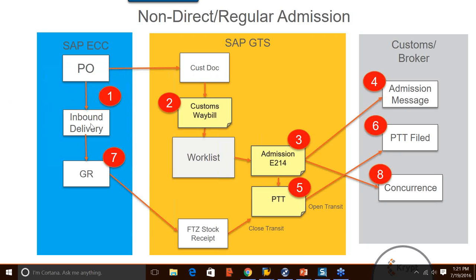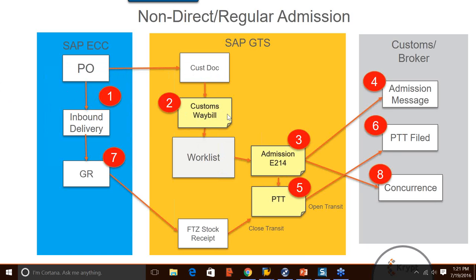After you receive a notice either from your supplier about inbound delivery or from the transportation service provider, you can post the inbound delivery. And typically that would then involve issuing a document called a customs waybill. This is actually, I believe, new functionality in GTS 11.0. Basically, this customs waybill captures the transportation information and makes that available to the subsequent documents in the process.